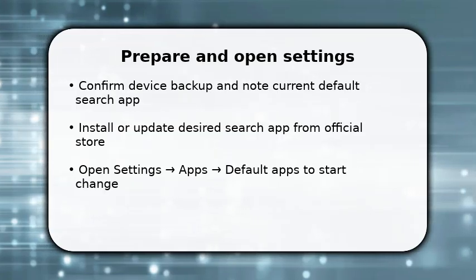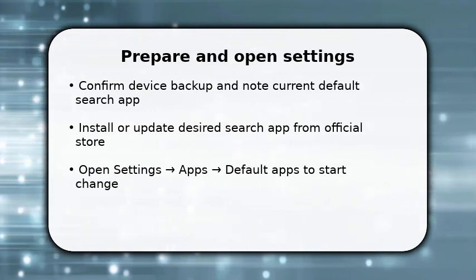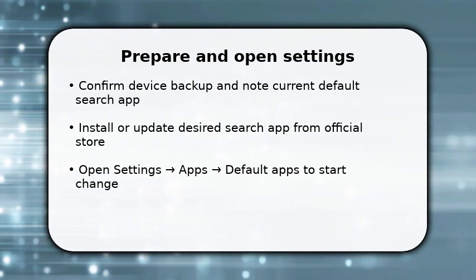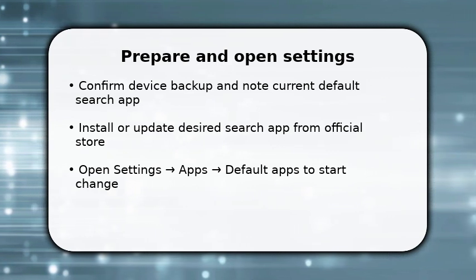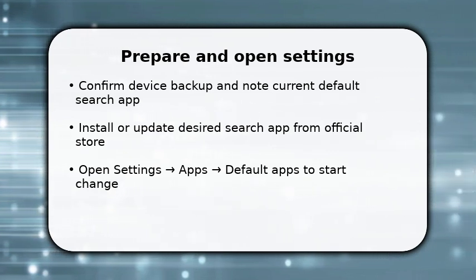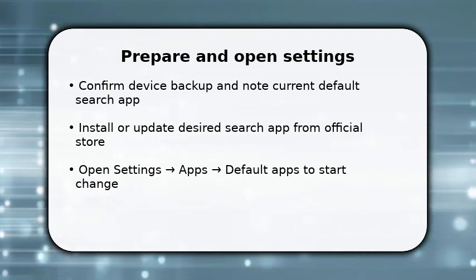You start by securing your work. Make a quick backup and note the current default search app so you can revert if needed. Once done, install or update the new search app from the official store. Next, go directly to Settings, tap Apps, and choose Default Apps. This is where the system stores the active search handler.